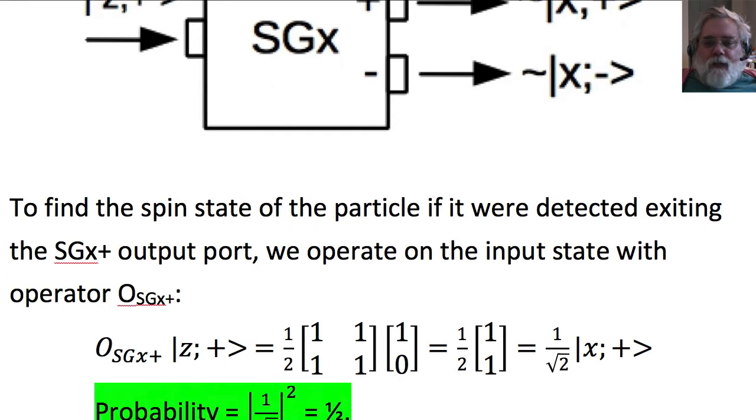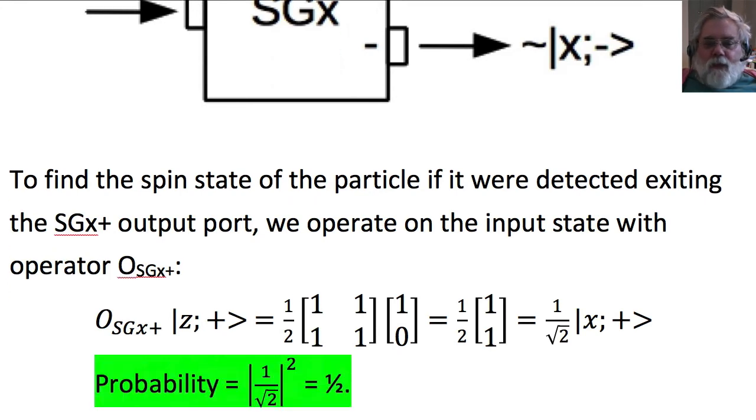Our procedure is the same as always. We know the input state, column vector 1, 0. We need the operator for SGX plus, so we go back and look at our previous operator, and we had the operator 1/2 times the matrix 1, 1, 1, 1. Matrix times a column vector. We know how to do that multiplication. We multiply it out. We get 1/2 times column vector 1, 1. If we think about it, this is 1 over square root of 2 times the normalized vector x plus.